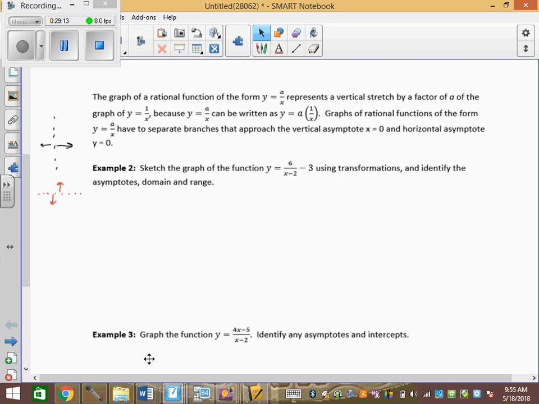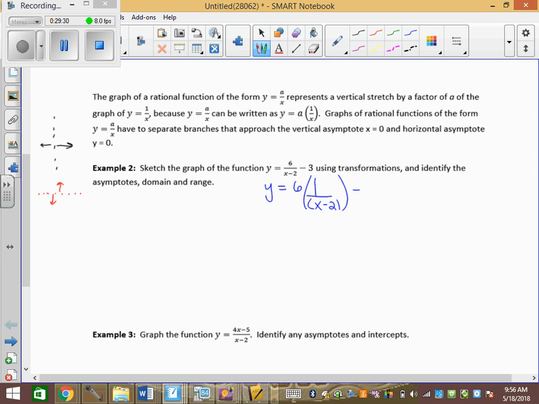Okay. So, what are the transformations we're going to do here? Remember, I can write this as y equals 6 times 1 over x minus 2, minus 3. Right? I could put that 6 in front, could I not? Yes.